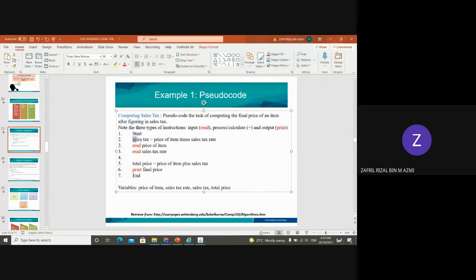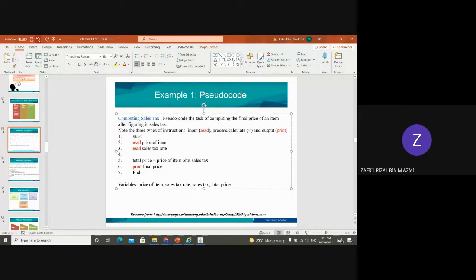So before you can calculate sales tax, you must have the value of price and sales tax rate first. Then you can do the calculation. So where do you get the value of price and sales tax? From the user, by executing the input instructions first. So this is wrong. Make sure it is in a correct sequence.